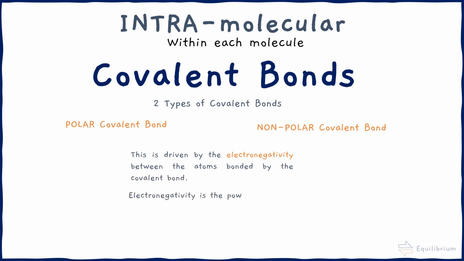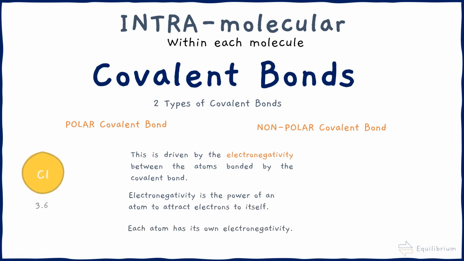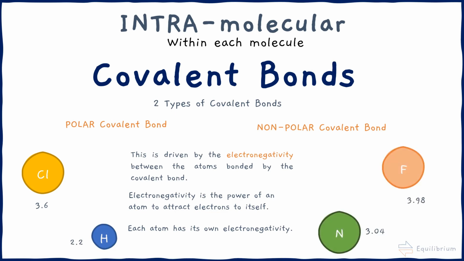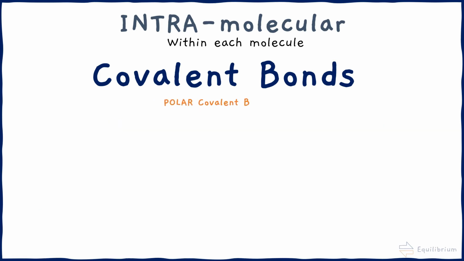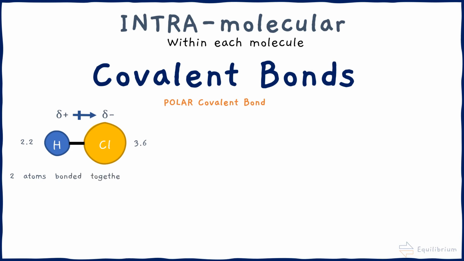Electronegativity is the power of an atom to attract electrons to itself. Each atom has its own electronegativity. For example, chlorine has an electronegativity of 3.6, hydrogen 2.2, nitrogen 3.04, and fluorine 3.98. Polar covalent bonds are formed when the two atoms bonded together have an electronegativity difference of 0.4 or more.